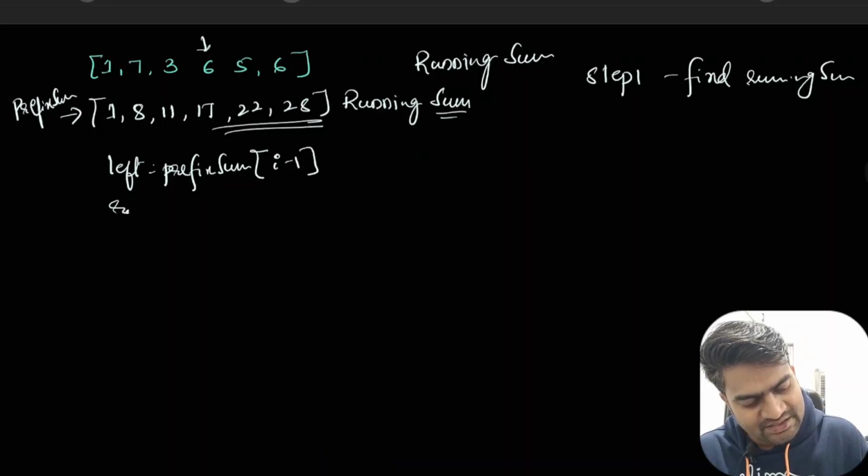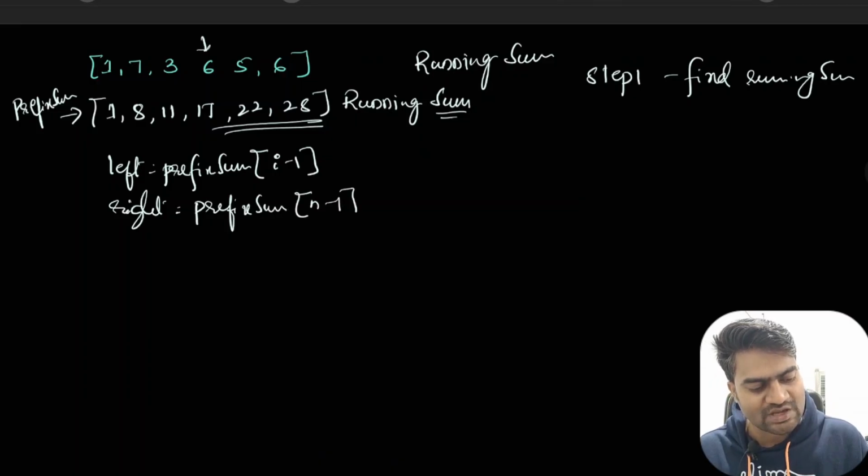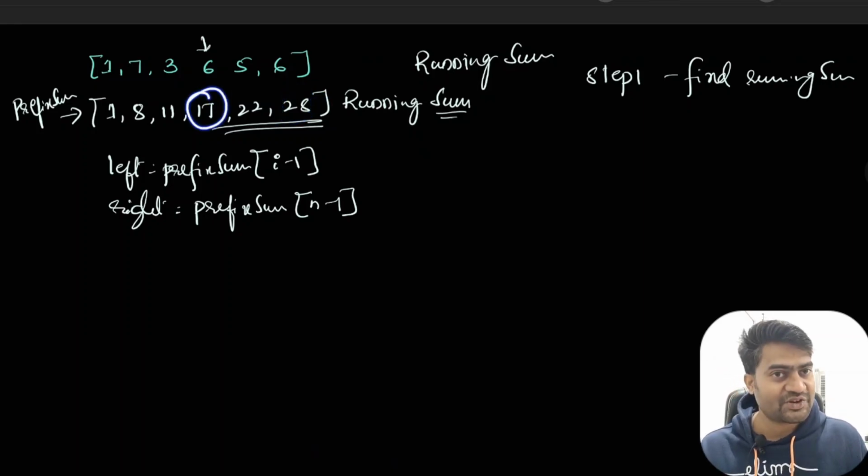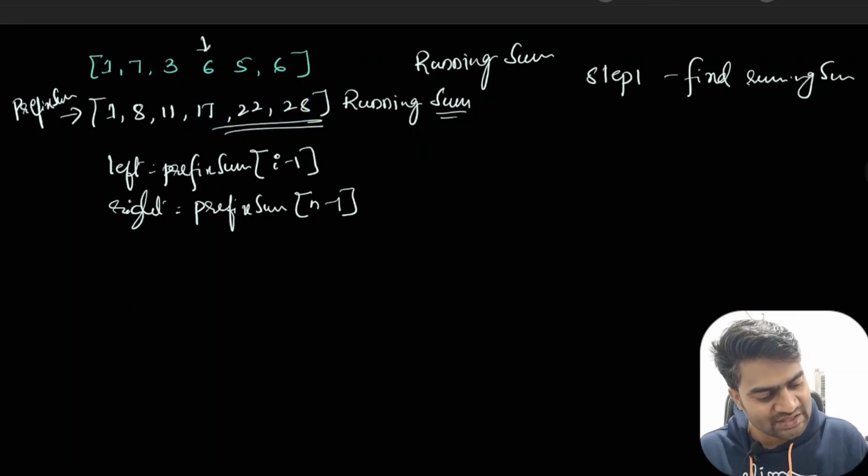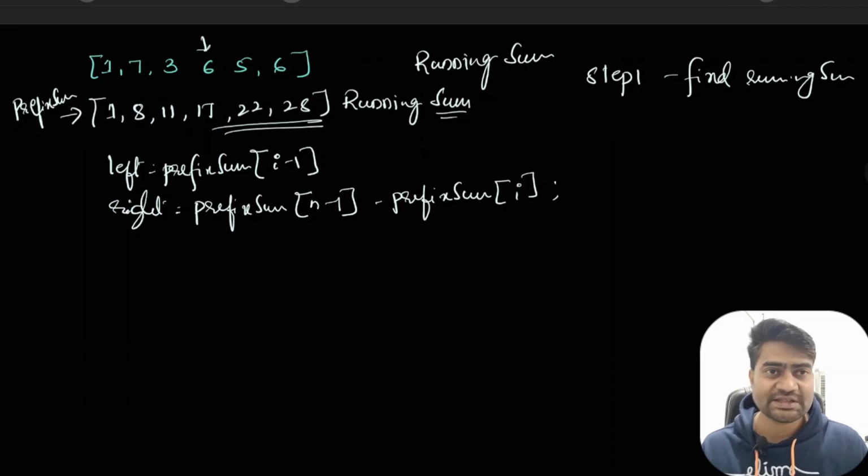Then what is right? Right will be prefix sum of n minus 1, basically the last number, minus prefix sum of I, because prefix sum of I gives the running sum of this particular number, correct, right? So this is our right value. Now I will compare whether these left and right values are the same or not, and return based on that.